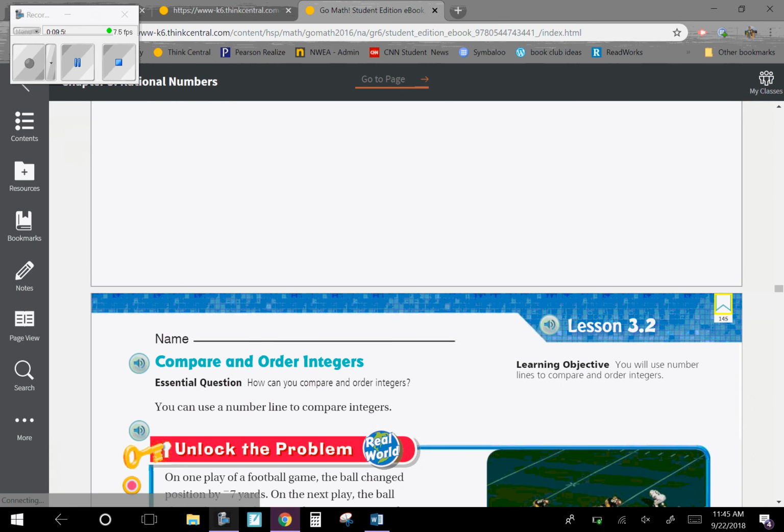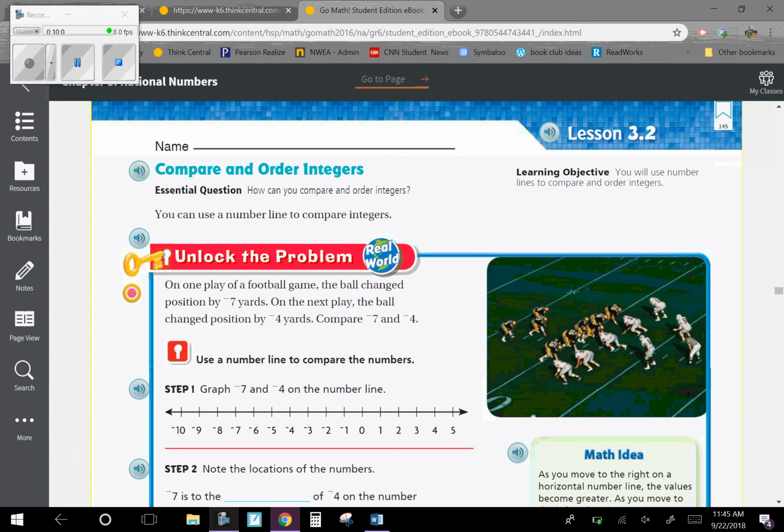Again, our objective for today was that you will use number lines to compare and order integers, which is what we just went over. If you have any questions, please make sure that you ask your teacher.